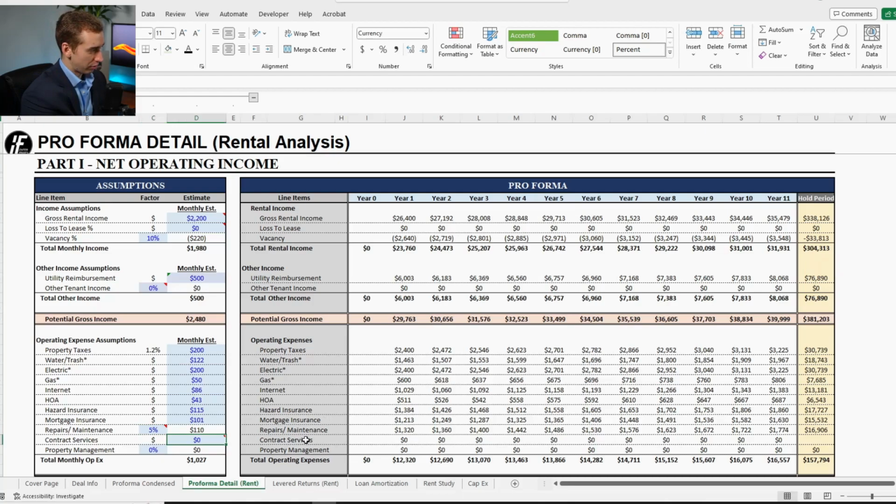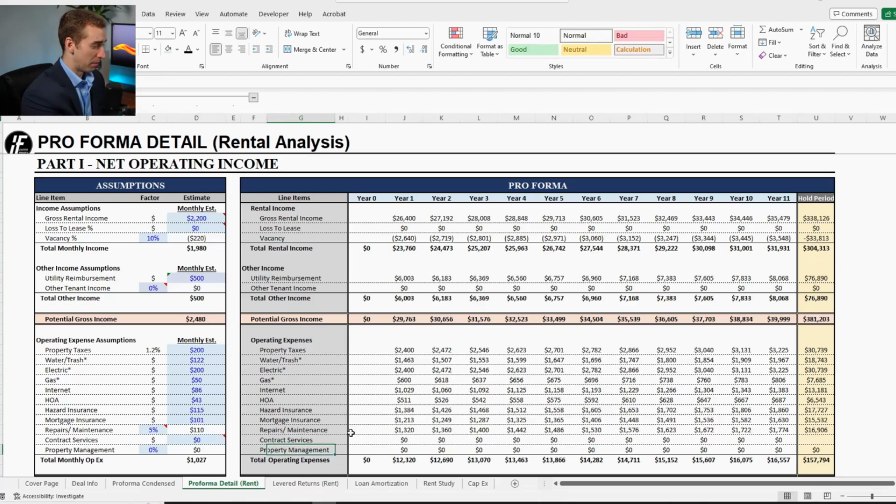Contract services. Contract services can be pest control. It can be landscape fees. Pest control for a single family home can run anywhere from $50 to $150. Landscaping fees, I'm sure that can run just for the mowing, $50. And for actually taking care of the different landscaping, that can get upwards of $100 as well. So you really got to call around, get quotes, and get actual numbers to put in these assumptions.